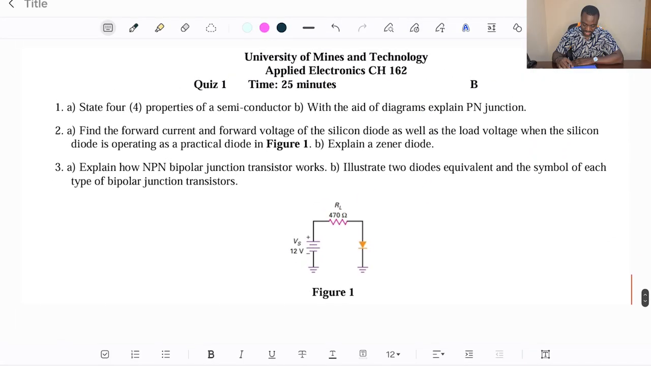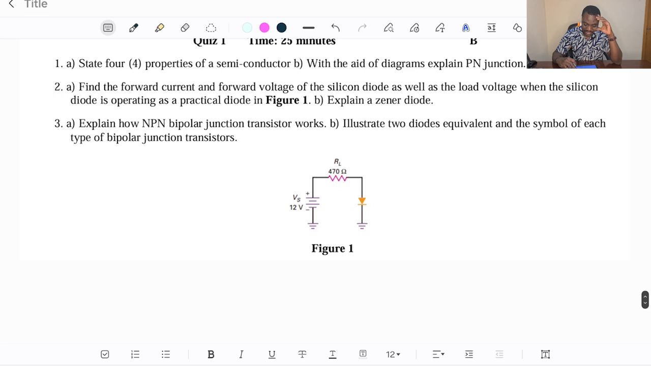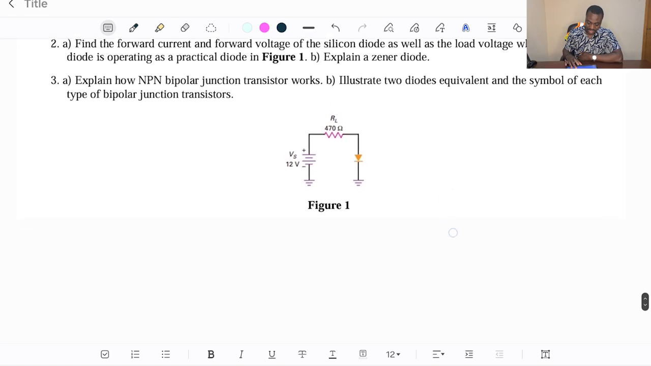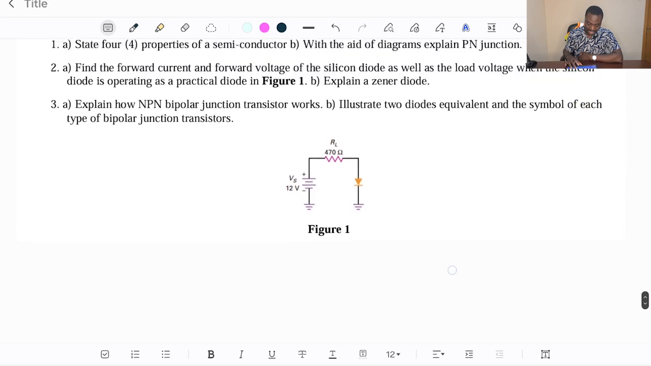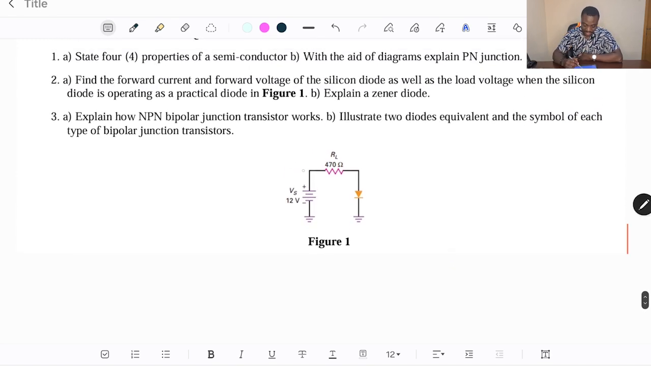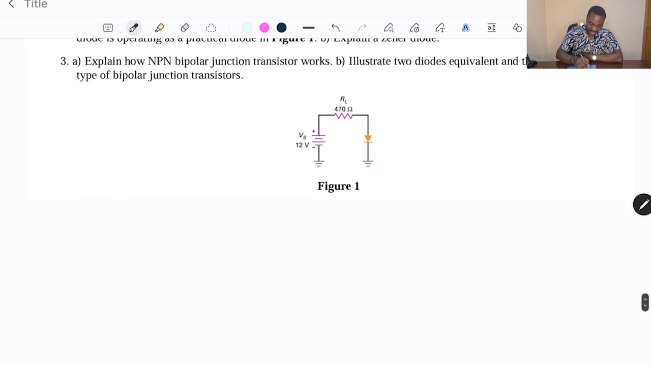Now let's move to the next question. We have question 2a. Find the forward current and forward voltage of the silicon diode, as well as the load voltage with the silicon diode, when the silicon diode is operating as a practical diode. You can see that we have figure 1. We have to find the forward current, meaning the current that is passing through the diode. We call that the forward current.